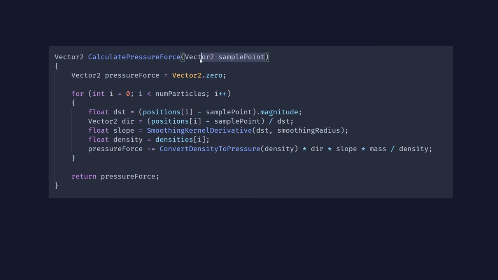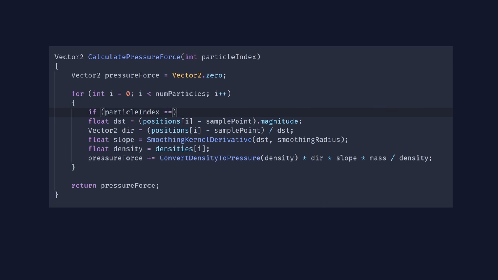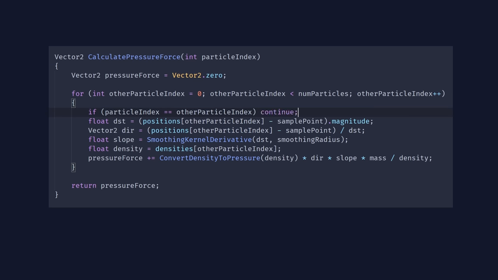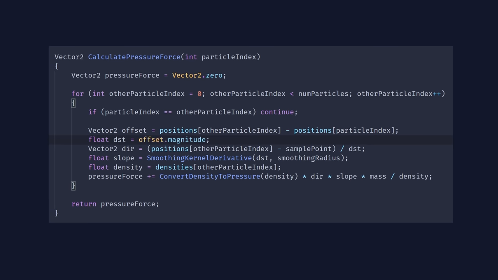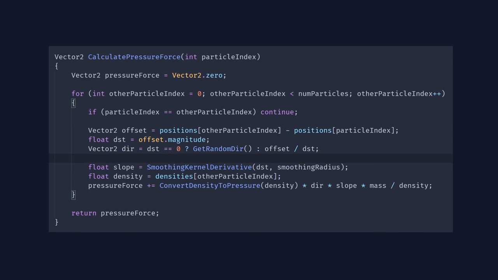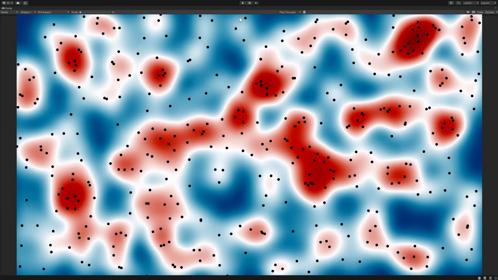I guess what I'll do is just have this function take in the particle index instead of the position, and that way we can very easily just skip over the case where the two particles are the same. Okay, I just need to fix this up quickly, and I suppose it is technically possible for two different particles to be in the same position, so if that edge case occurs, let's just pick a random direction then. Alright, let's try this out again.